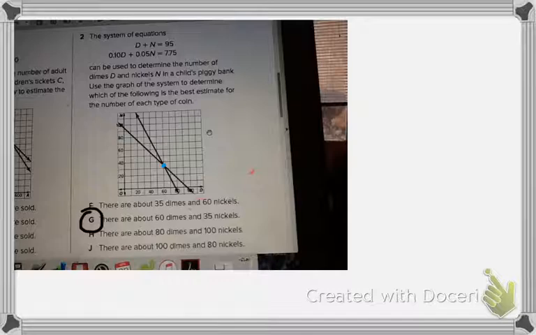I'm so sorry, my throat. So just be careful. You may have to go this way to find the number of dimes that way.